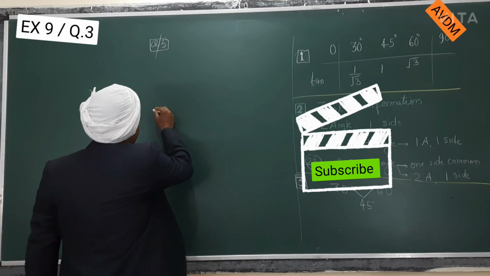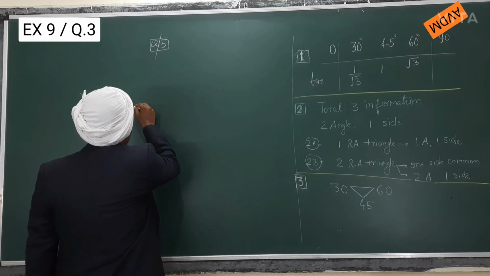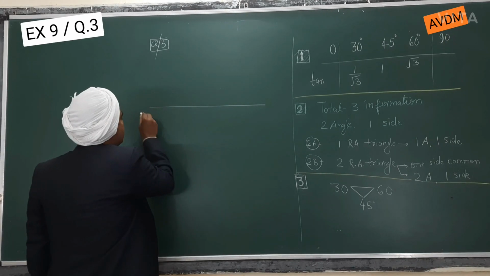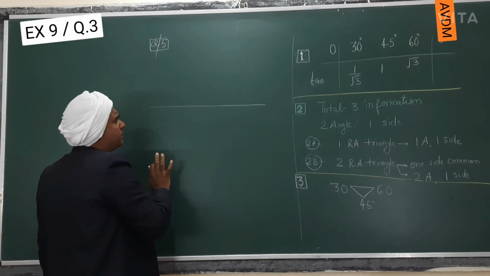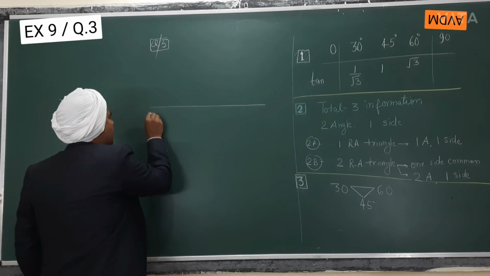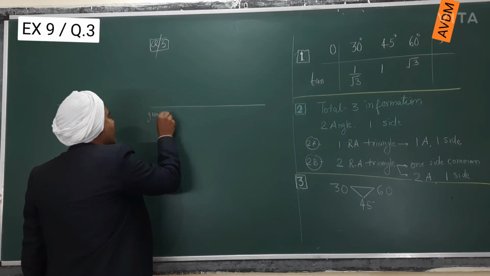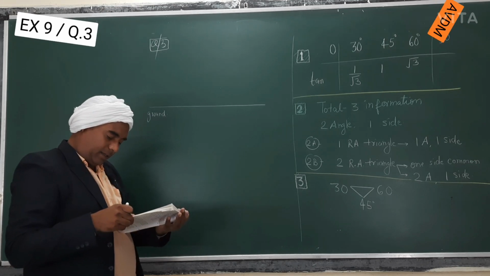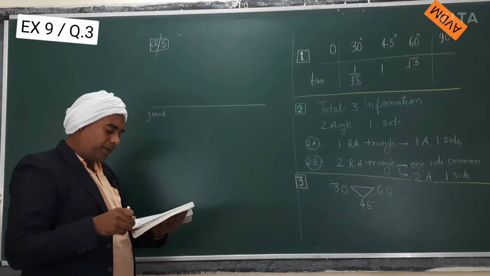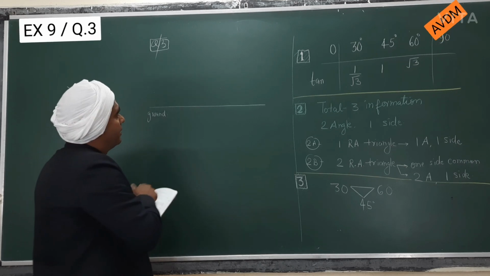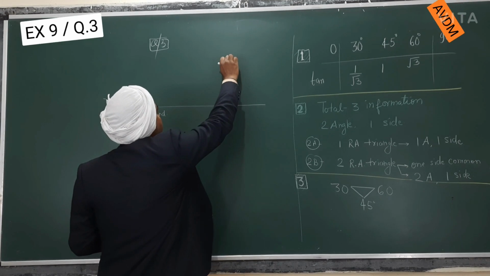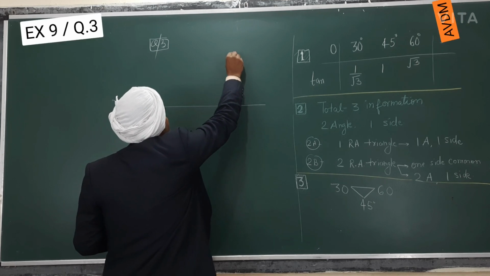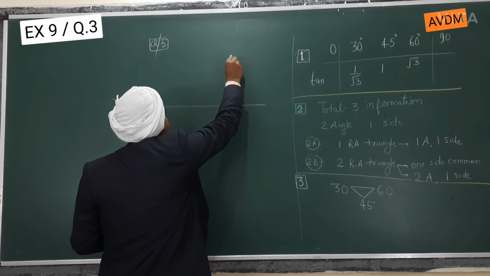So we will make a rough figure here like this. This is our ground. Because it's the first question, you can write ground. The contractor prefers to have a slide whose top is at a height of 1.5 meter. You know, this type of slides are there. So this is the height.